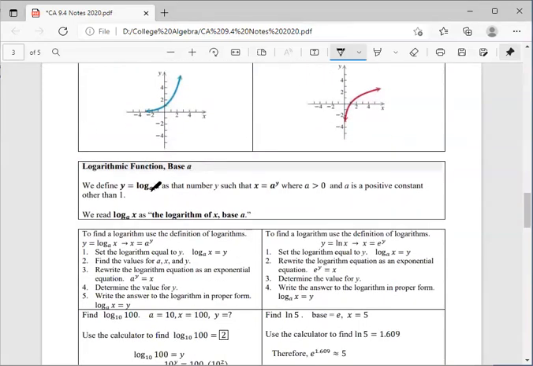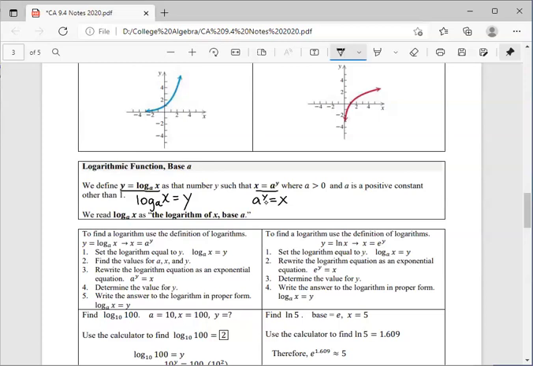We define y equals log base a of x as the number y such that x is equal to a to the y, where a is a positive constant other than 1. We're fixing to talk about what all that means. And we read log base a of x as the logarithm of x base a. So this property, I do want to slow down for just a minute. On this property right here, I like to write it with the log in the front. So log base a of x is equal to y. And on this one, I like to write this with the exponent part in the front. And I'm going to show you why.